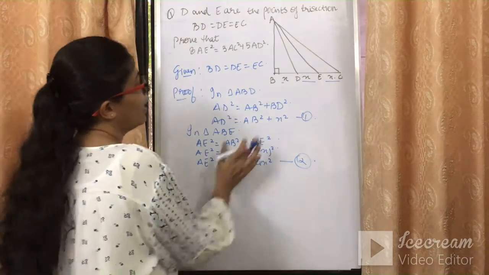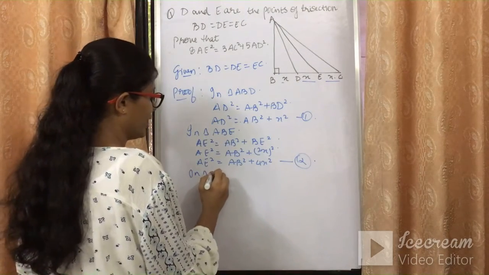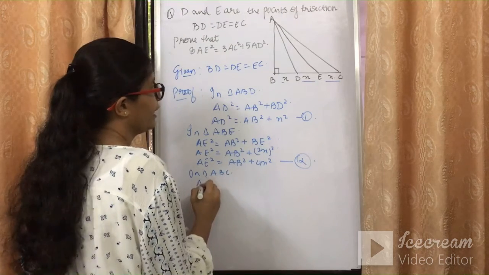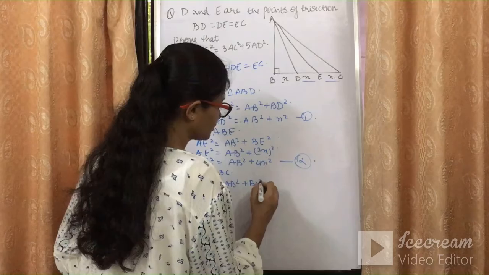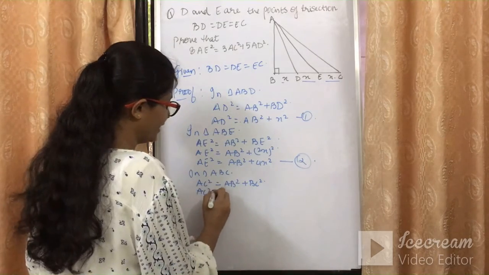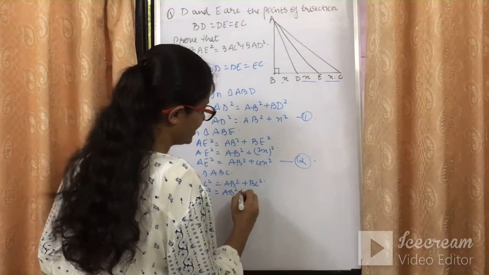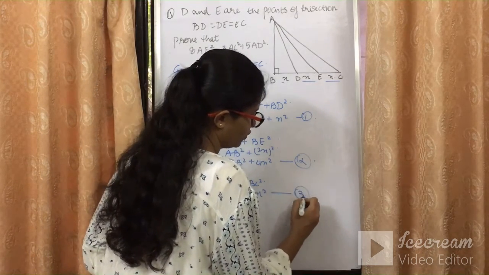Fine. Now again in the triangle ABC we can apply. In triangle ABC, we can apply AC square is equals to AB square plus BC square. BC square you can take it as 3x का whole square. So we can write AC square is equals to AB square plus 3x का whole square will give you 9x square. So this will be equation number 3.